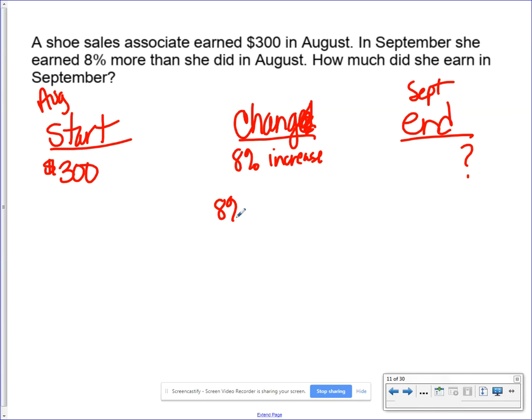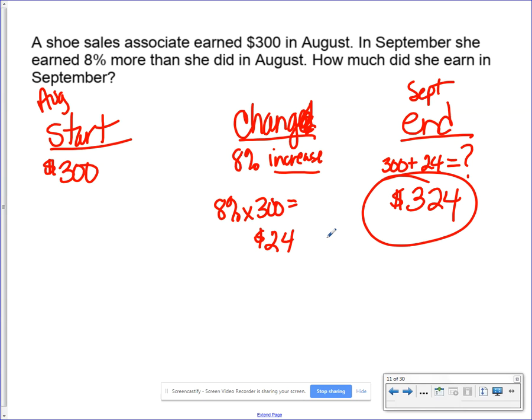So take 8% times 300, and let's figure out how much her earnings went up. When you crank this out, we get $24. Okay, so that means since it was an increase, you're going to take 300 plus that increase of $24. That gives me her ending amount for September as $324.